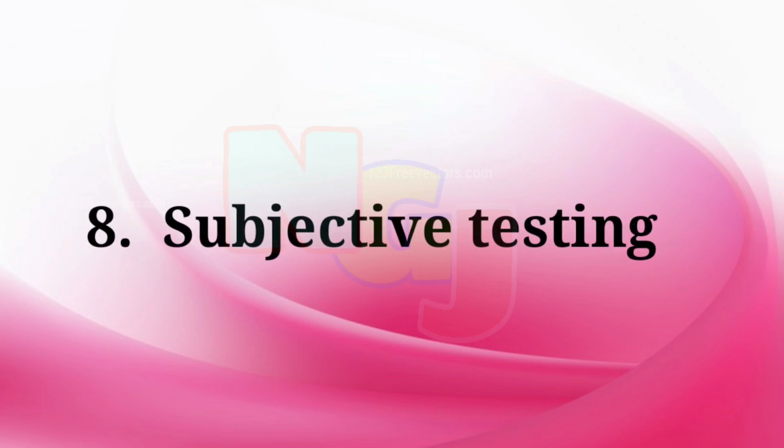The next type of testing is subjective testing. It involves the personal judgment of the examiner. The teacher's impression and his or her knowledge of the student's abilities can influence the assessing process. So, this is subjective testing, and as English teachers, we are supposed to not include as much subjective testing in our tests.